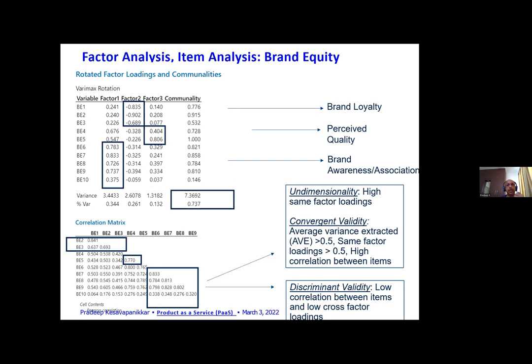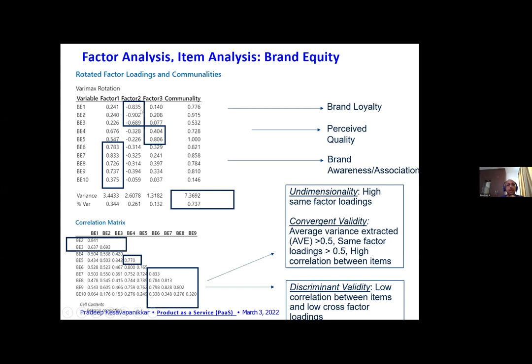And since we were using measures that were already there in the context of this study, we also validated the reliability and validity of the measures in the context of the study. So, just a snapshot of that. This is a factor analysis that was done looking at the validity.